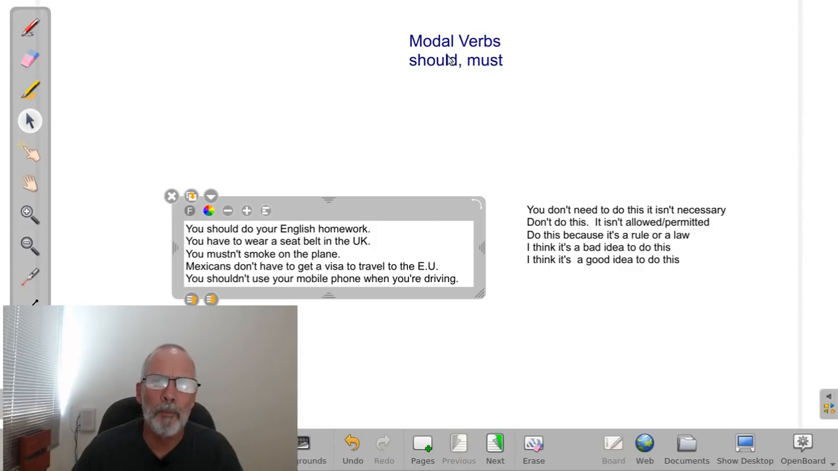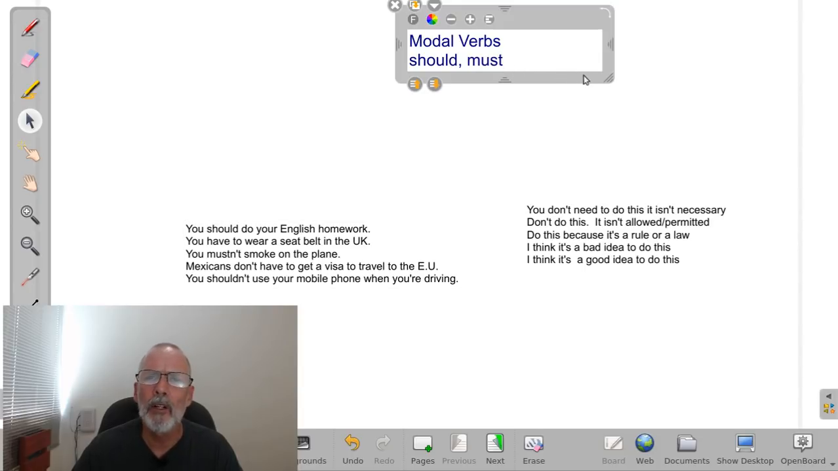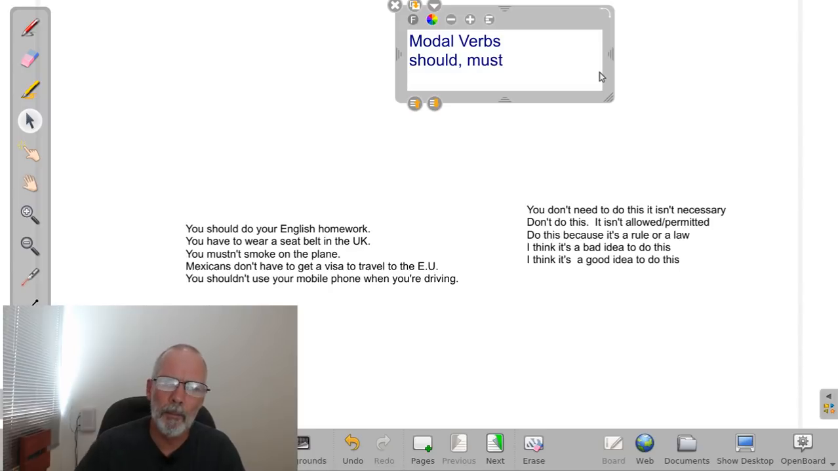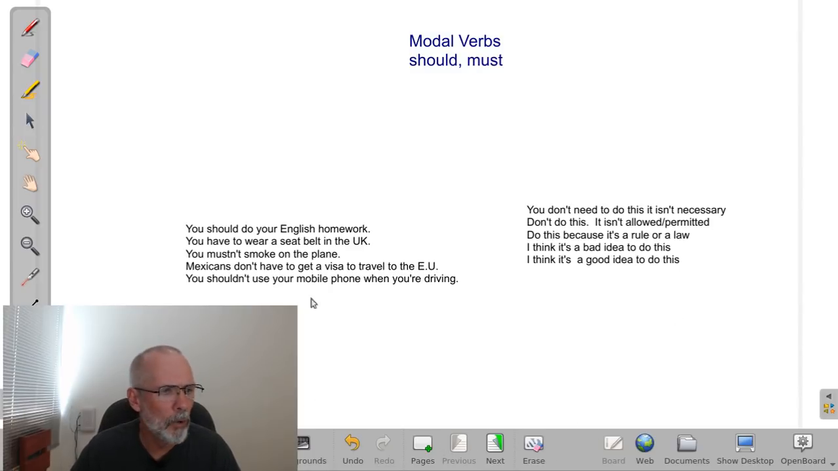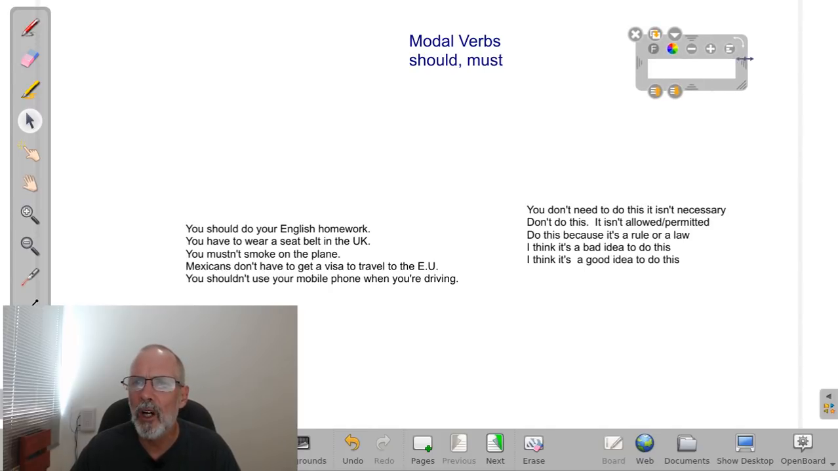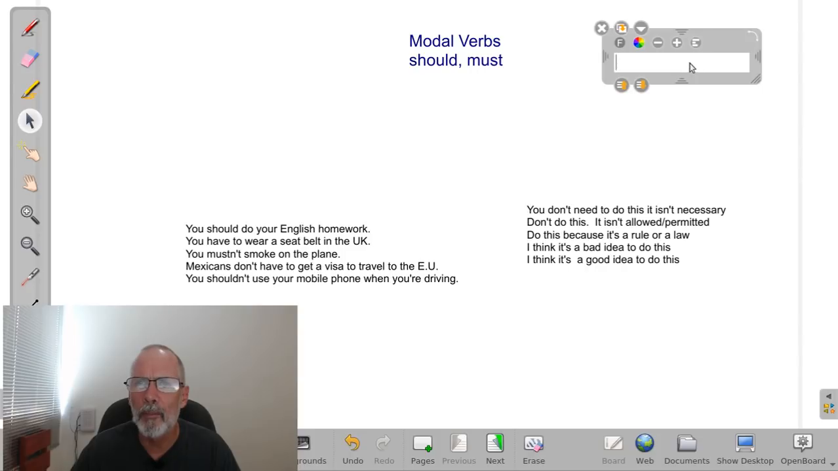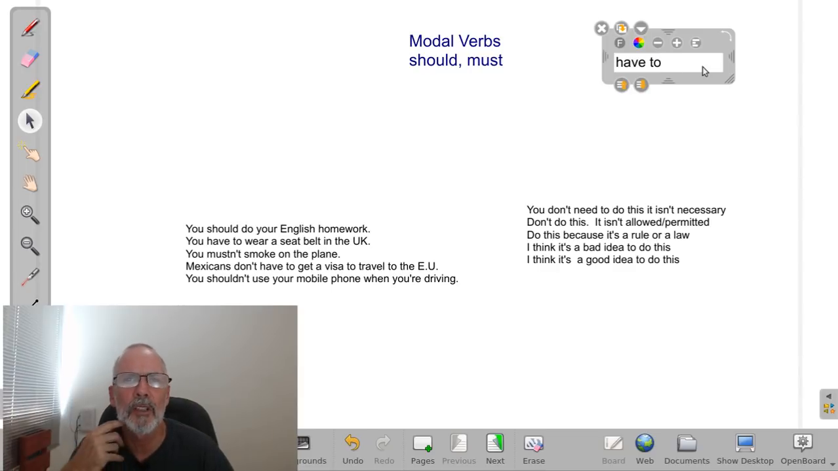Down here I have some examples that we'll look at in a minute. The other thing we're going to be looking at today is have to. Let me put that in another box, because have to is not a modal verb. But we'll also be looking at it, and it's not a modal verb, but it acts like a modal verb.